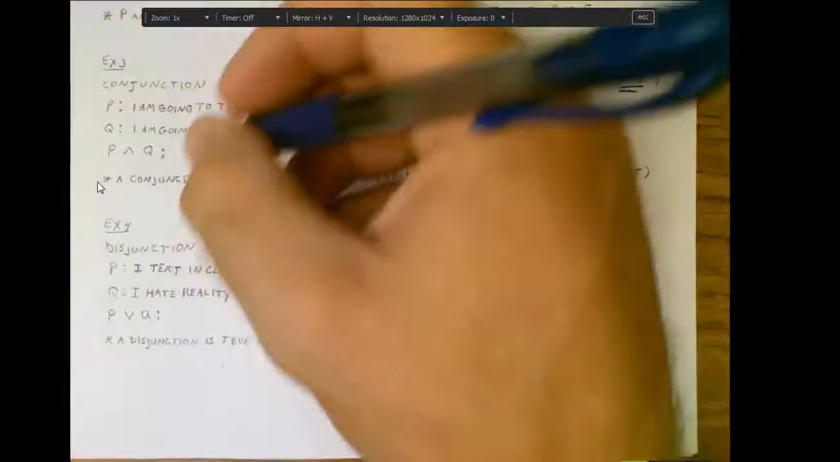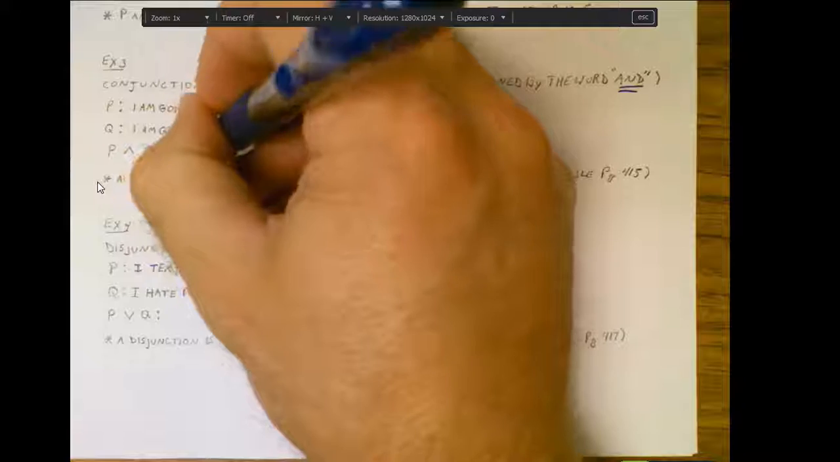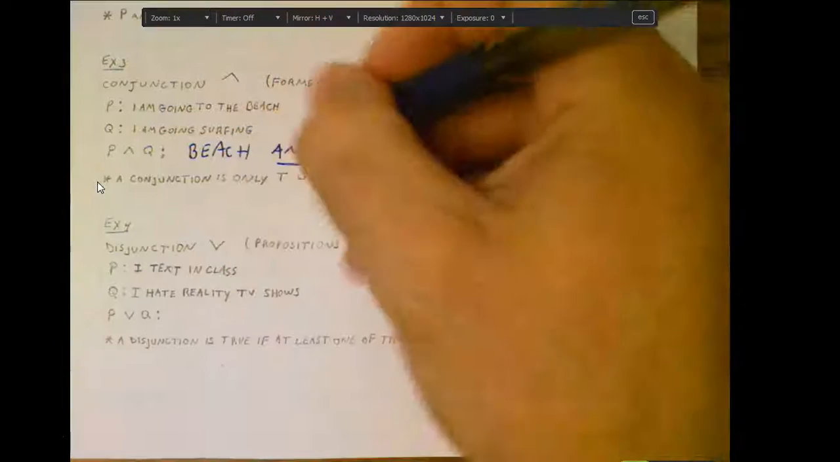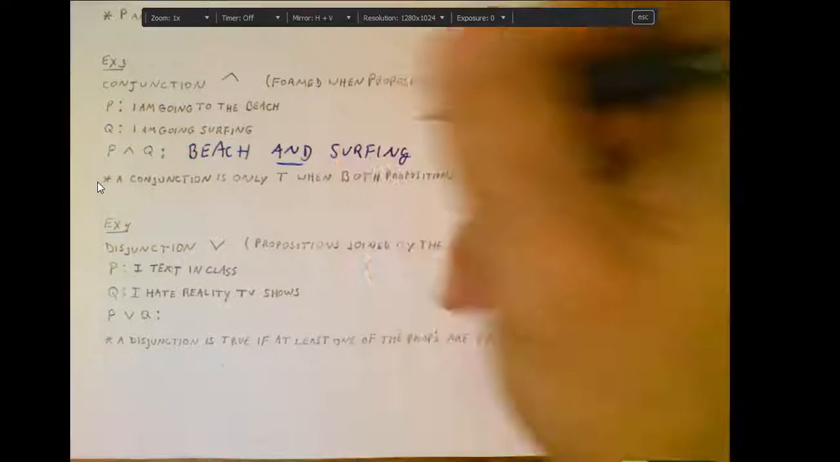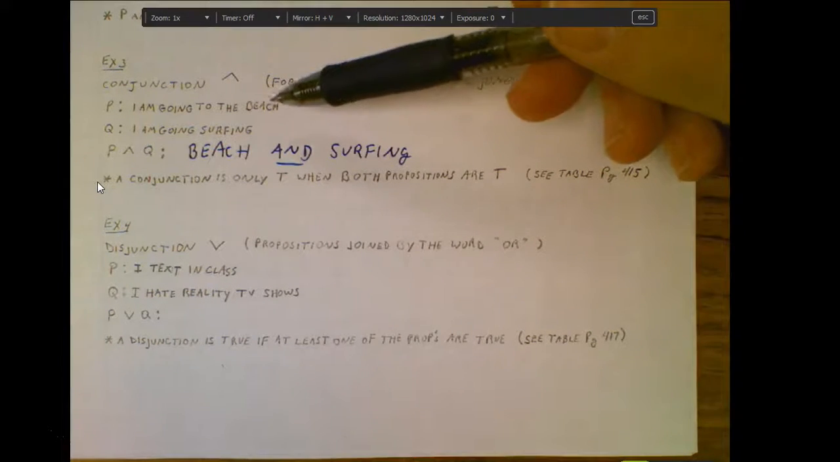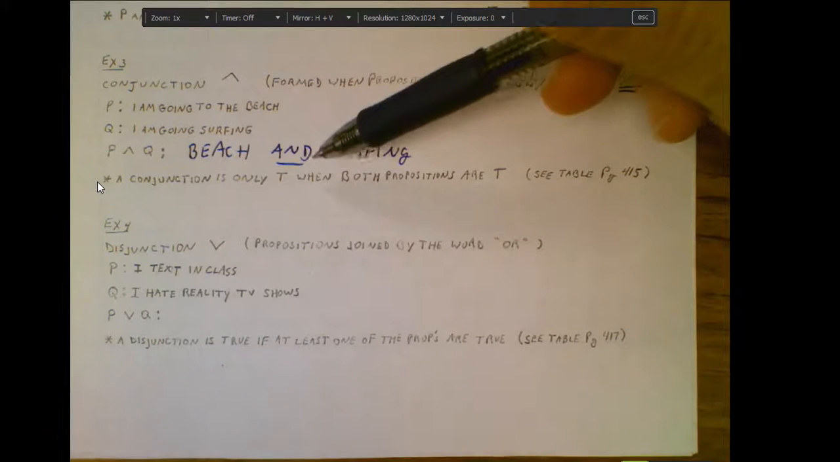So right here we would say something along the lines of I am going to the beach and I am going surfing. Of course, we would write that full statement out on the test. I'm just doing the shorthand here for the notes. But that's what we would need to say. We just simply combine both statements, connecting them with the word and.